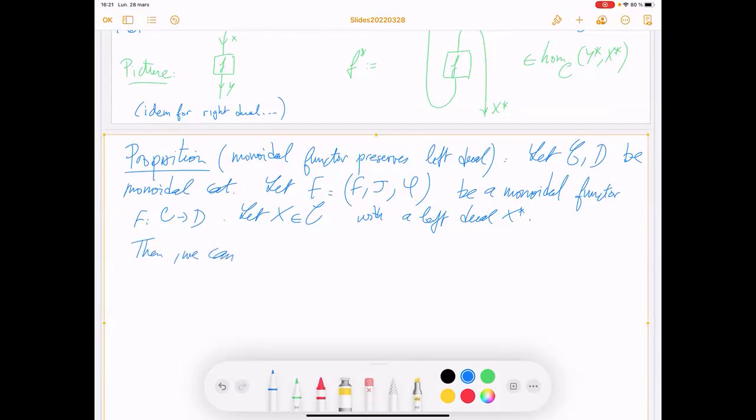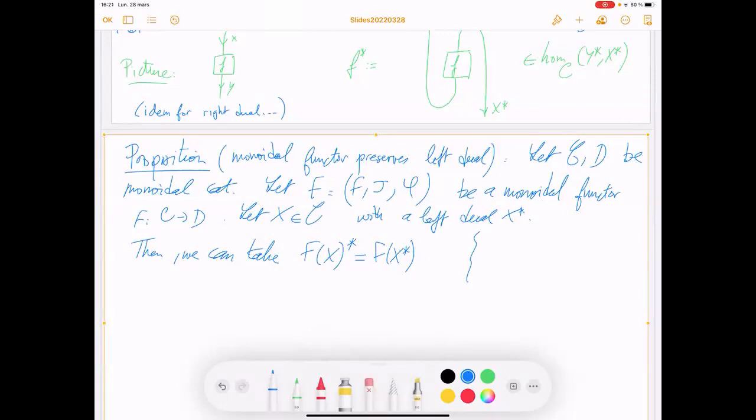Then we can take f of x star as the left dual of f of x. In other words, we can take f of x star inside the parentheses. We can take this one as a left dual of this one. This is the meaning of that. And why? I will skip the proof as usual for the summary part.